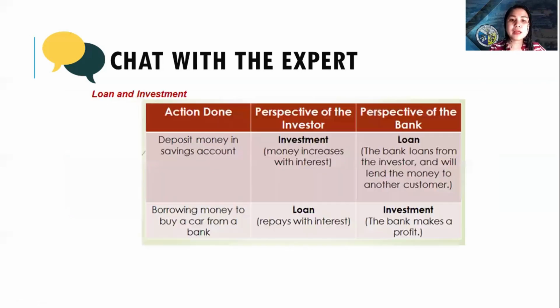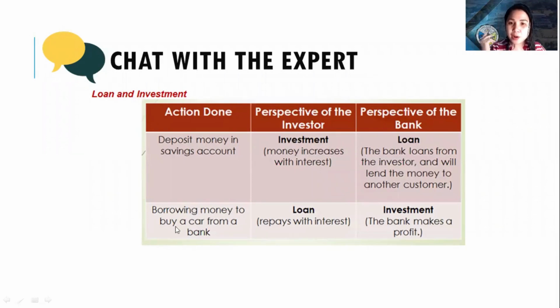Now, there are two possible perspectives for a loan. It's based on the investor and the bank. For example, if we deposit our money to the bank, we see it as an investment because our money will increase there. But for the bank, they see it as a loan. They are borrowing something from us so that they can also lend it to someone.